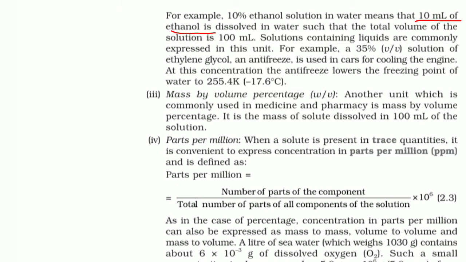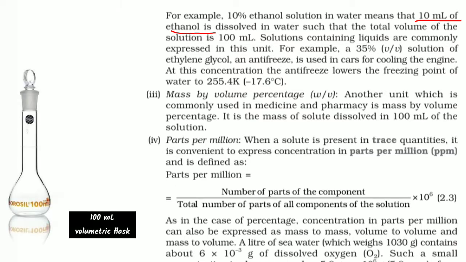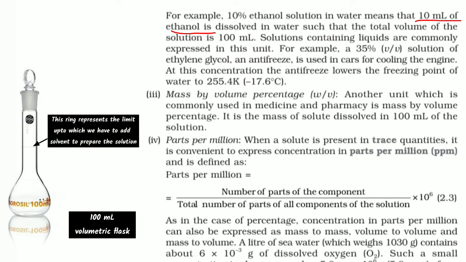Practically, we use a volumetric flask to prepare this type of solution. We first add the 10 ml of ethanol, then we add water up to the limit. If the volumetric flask is 100 ml, then the mark represents that if we add water up to this limit, the solution inside the flask is 100 ml.